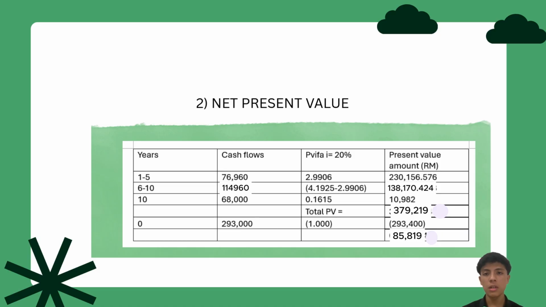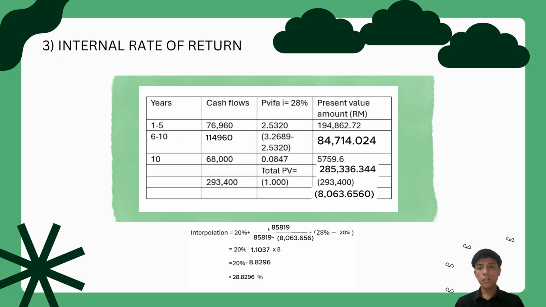Initial investment is RM293,400. So NPV is equal to RM63,986.344. Next, we move to internal rate of return. We calculate the internal rate of return, which is the discount rate that makes NPV equal to 0.